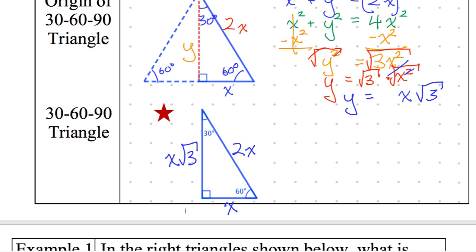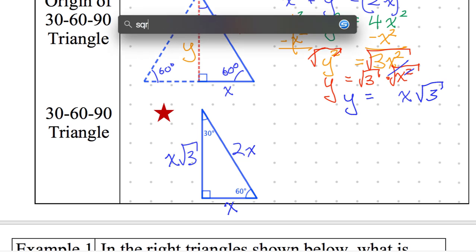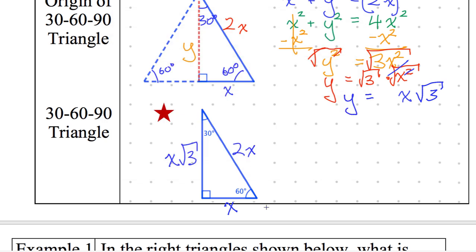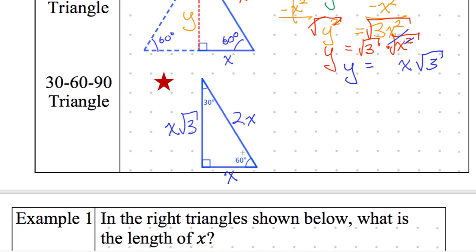Burn that into your memory. Long leg, multiplied by square root of 3. Short leg is the original x. Hypotenuse is double. And it makes sense too because 2 times x is bigger than square root of 3 times x. Square root of 3 is only 1.7. Square root of 3 is smaller than 2. 2 goes with the hypotenuse. The hypotenuse is always the longest segment of a triangle, of a right triangle.